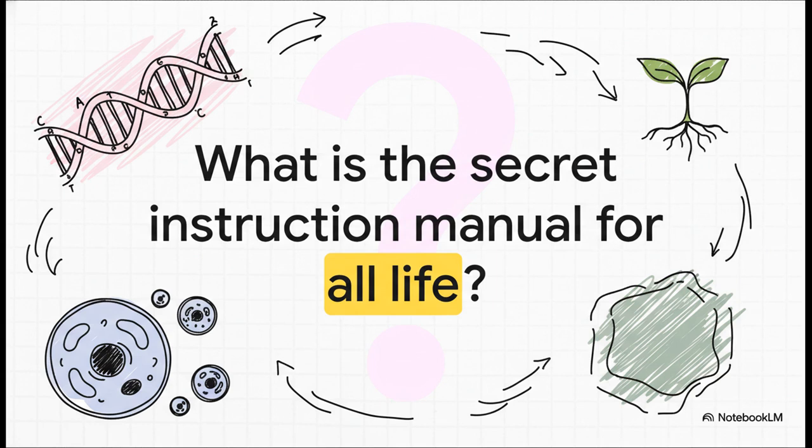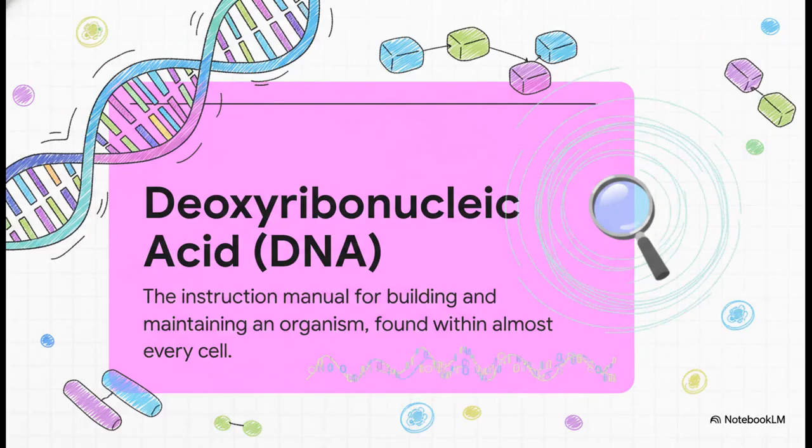A universal code that tells a tiny seed how to become a giant tree, or a single cell how to become, well, you. So, what is this incredible secret set of instructions? The answer, of course, is DNA. And that stands for, get ready for it, deoxyribonucleic acid. It is quite literally the instruction manual for building and maintaining an organism. Every living thing has it, and it's the key to everything that makes us who we are.